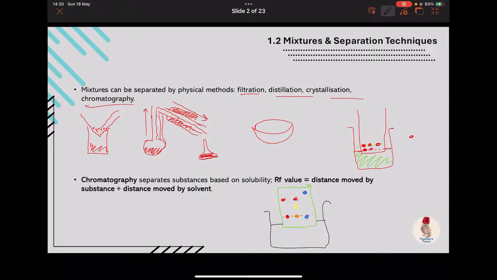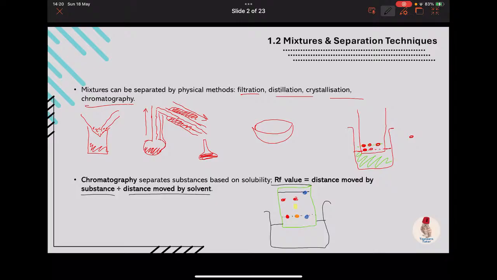Now, the RF value is the distance moved by the substance divided by the distance moved by the solvent. So the solvent, when it moves up the page, we'll be able to see that it will have a solvent front, which will be a line, let's say till here, and you'll be able to see the color of the page will be different, as it has absorbed the solvent up the page.